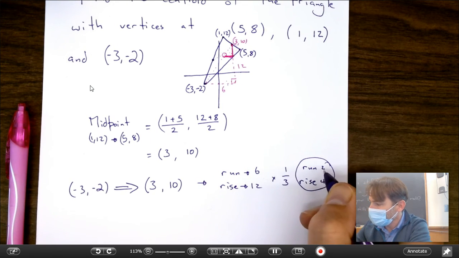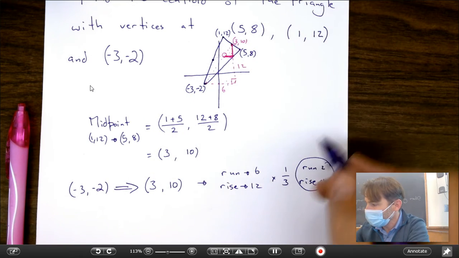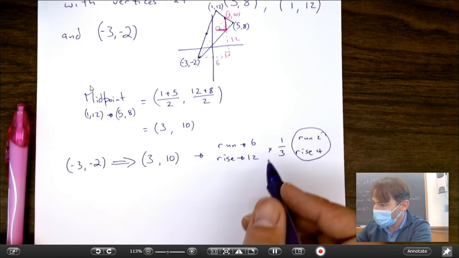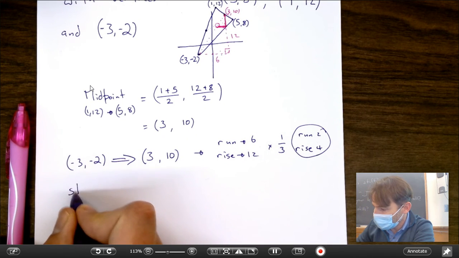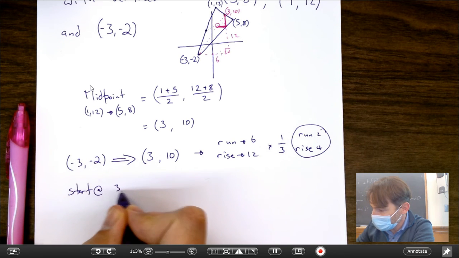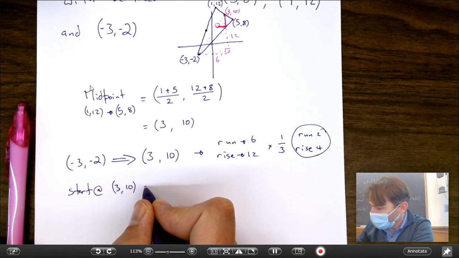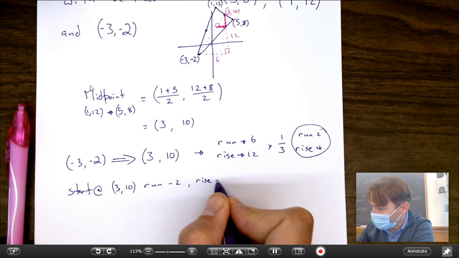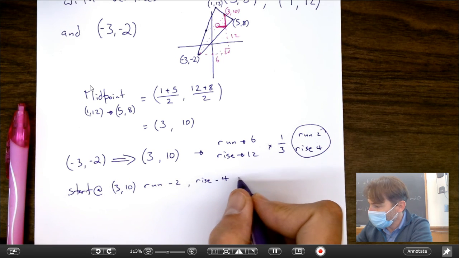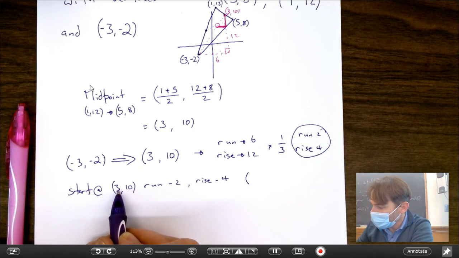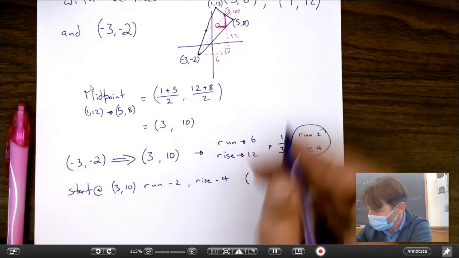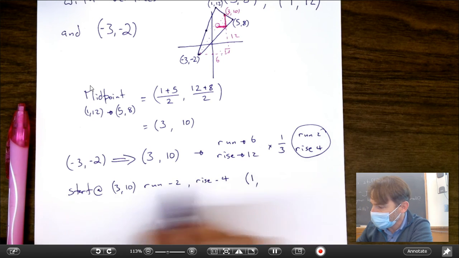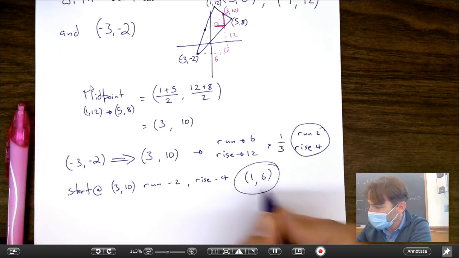And doing this, run 2, rise 4, from that point, well, it's -2, -4, that will give me the centroid. So let's start from that point, (3, 10). Start at (3, 10) and run -2 and rise -4. Okay, so that will give me the point. If I run -2, 3 goes to 1. And then the rise from 10 is -4, so that'll be (1, 6). So there, that's the centroid.